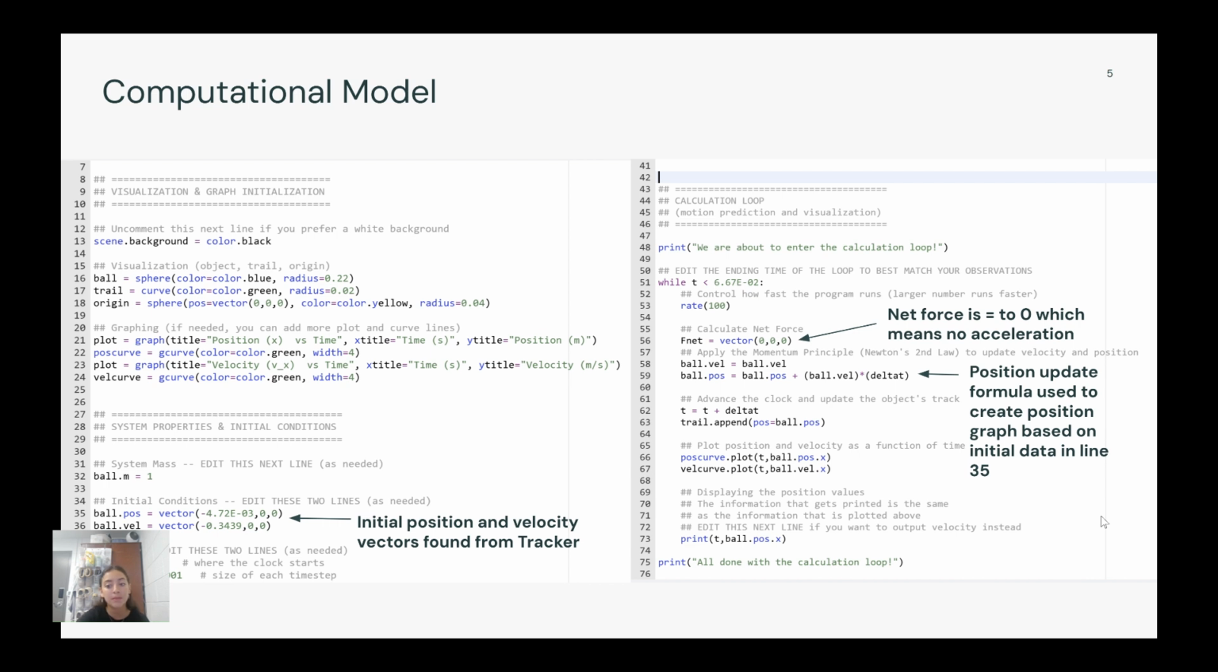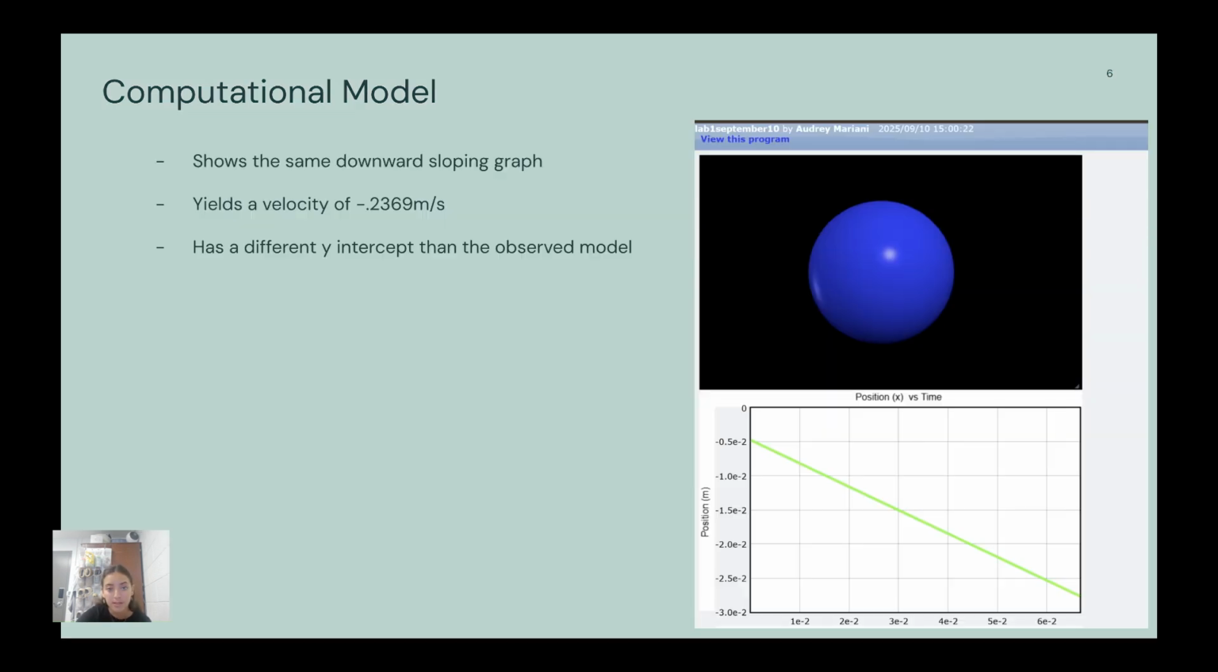And then we use the position update formula to create a position graph based on the initial data that we had plugged in. So it estimated based on the change in position on each frame from velocity. Our computational model showed the same downward sloping graph that we found from the observed data. The difference is in this one we had a slightly different y and x intercept, which is due to some potential errors that we had earlier.